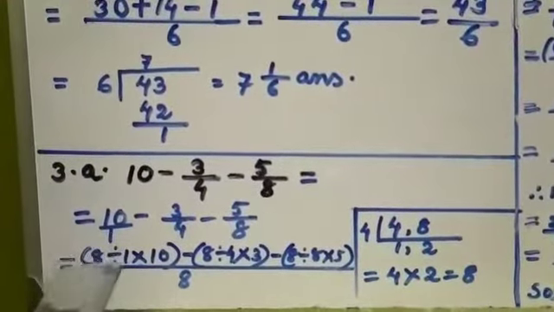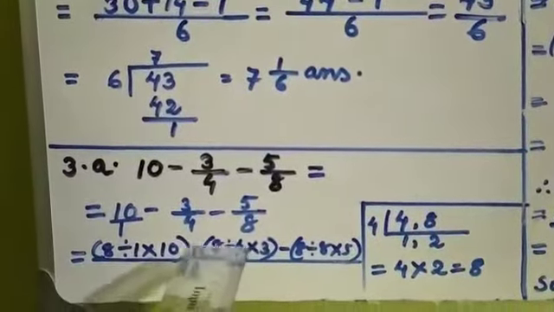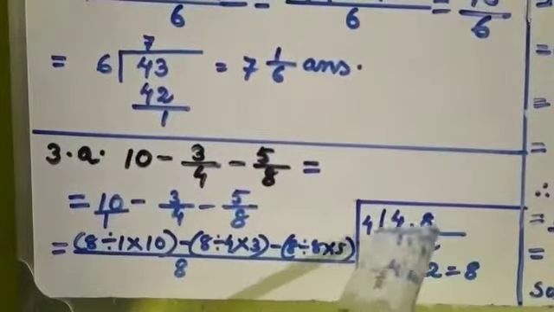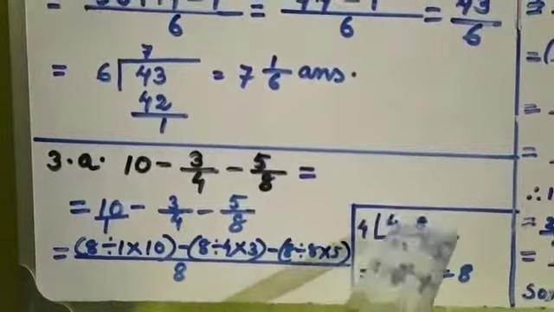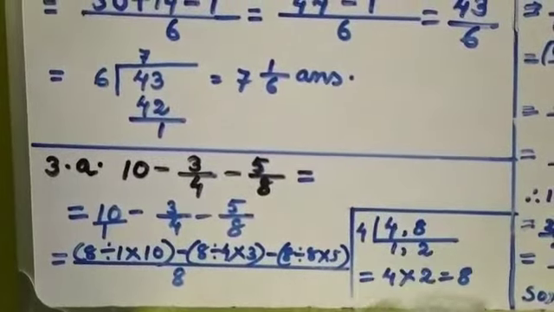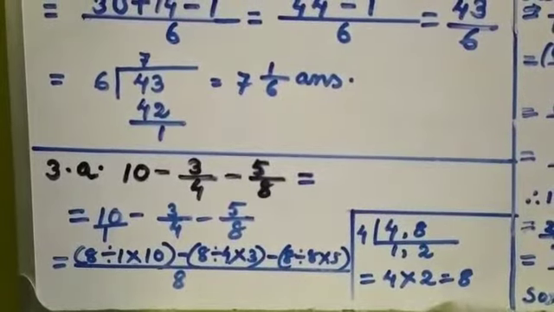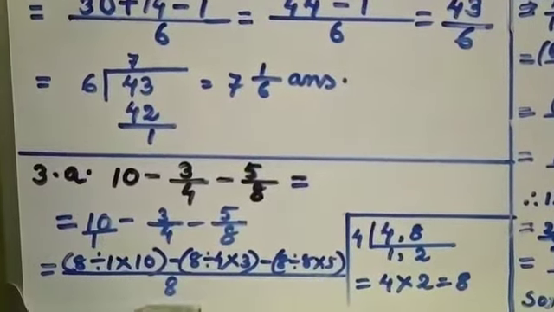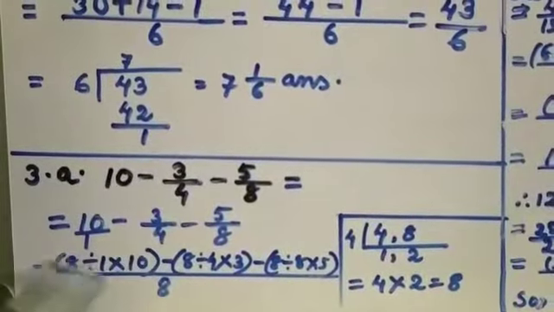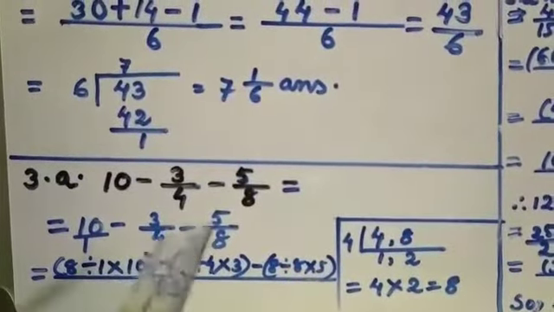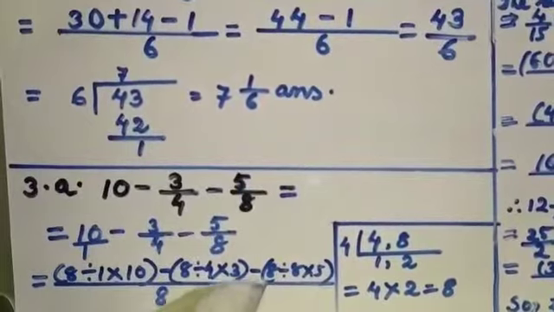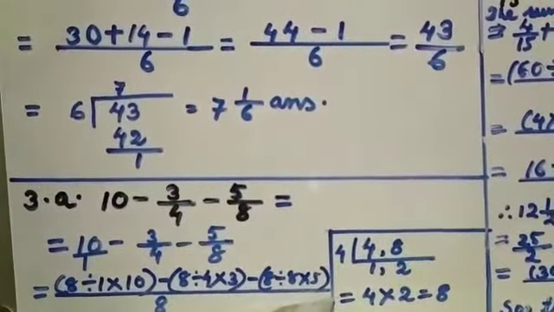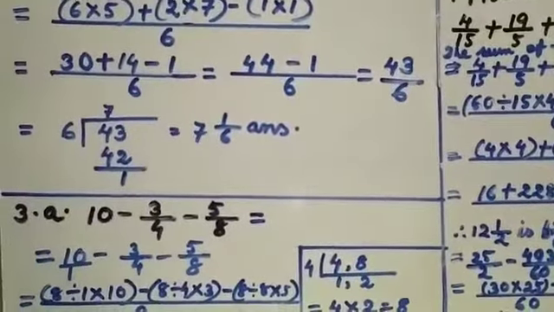Okay? Now you have to do the LCM according to the process. So 4 and 8, if you do LCM, 4 as common factor, 4 1s are 4, 4 2s are 8. So 4 2s are 8 is LCM. This LCM will be written as denominator. Now the same process will follow. So 8 divided by 1 multiplied by 10 minus 8 divided by 4 multiplied by 3 minus 8 divided by 8 multiplied by 5.